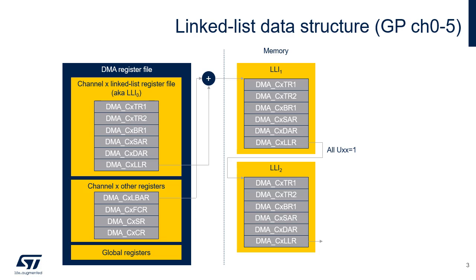When the link is performed, the channel X linked list register file is updated from the values read in LLI 1 data structure. Later, when the transfer related to LLI 1 will be completed, the LLI 2 data structure will be loaded into the channel X linked list register file. Since all UXS control bits are assumed to be 1, the entire channel X linked list register file is updated.